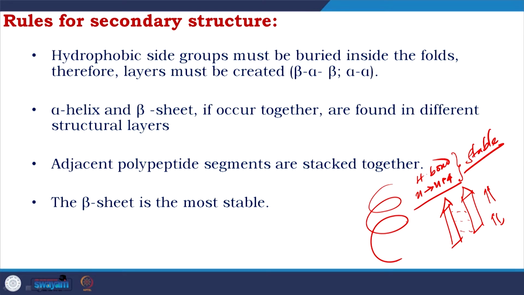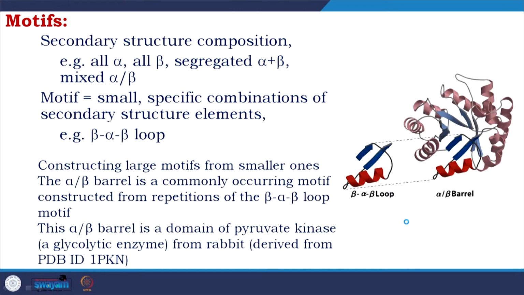So, when they are together, they bring more stability, more energy to the system. So, that is why beta sheets are more stable. Coming to the motif, as I already talked, secondary structural composition: all alpha, all beta, segregated alpha plus beta, mixed alpha beta.